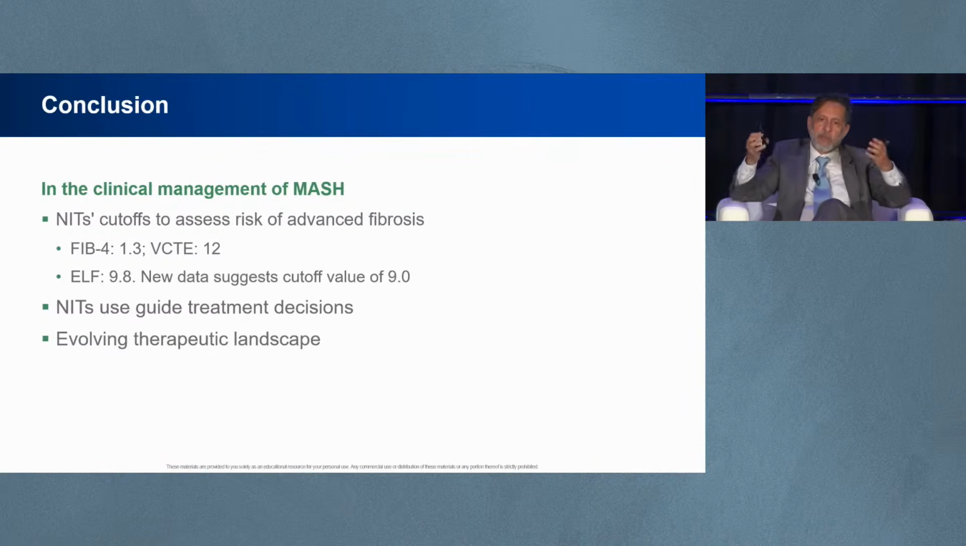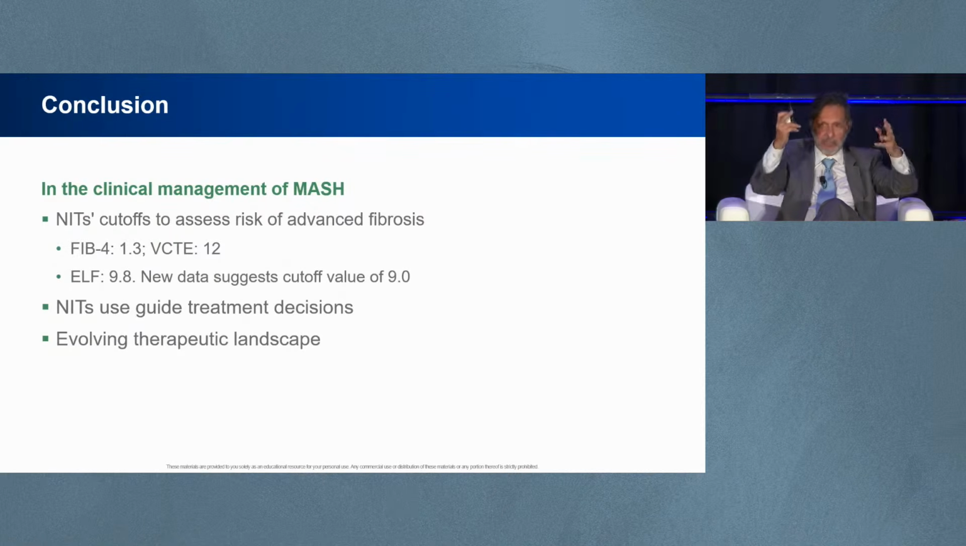In clinical management, we're still starting with the FIB-4 of 1.3. And for advanced fibrosis, these are what the guidelines state. But we also talked about how we're beginning to modify, and hopefully the guidelines will follow the data when the next iteration comes in. This is an evolving landscape. What we talked about today is a snapshot, and this will continue to evolve.